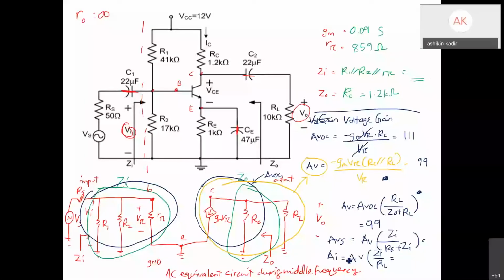AVS, AI, then you have AIS, and then also you can have power gain, AP. So P equals AV multiplied with AI. Obviously.